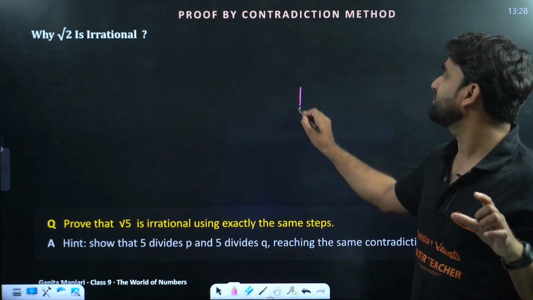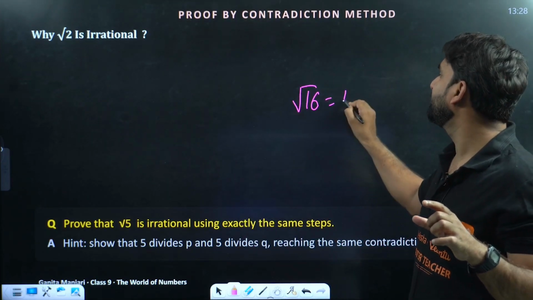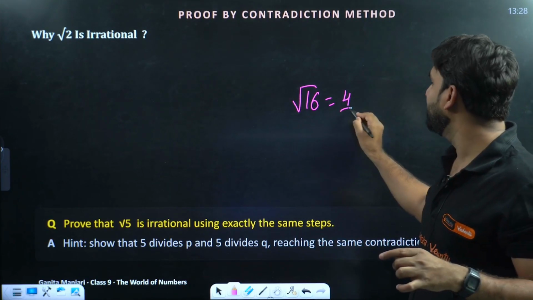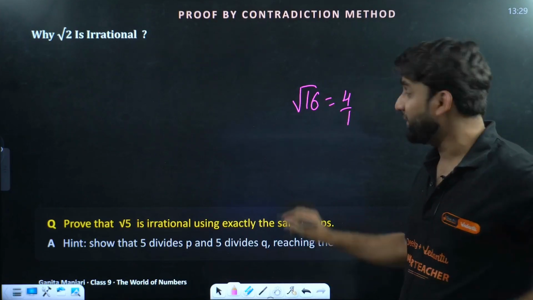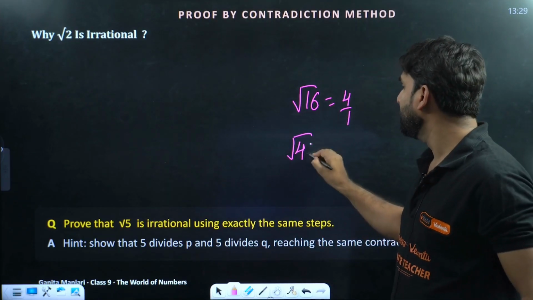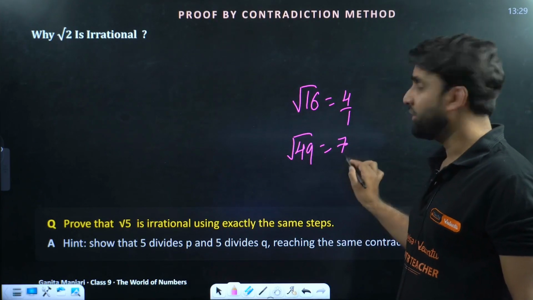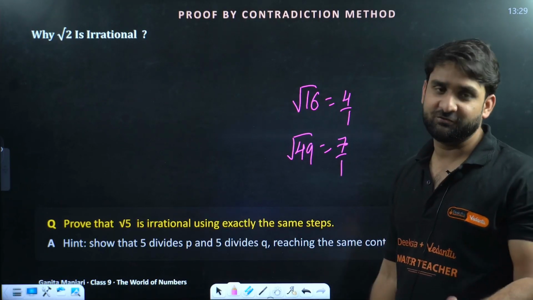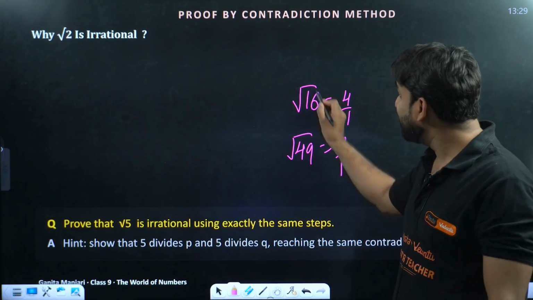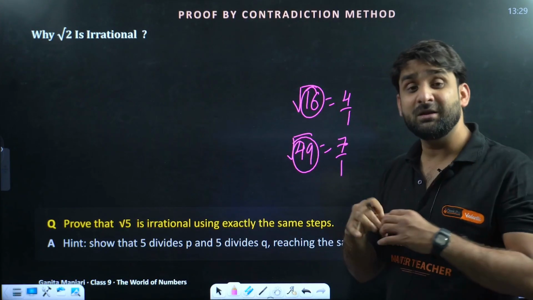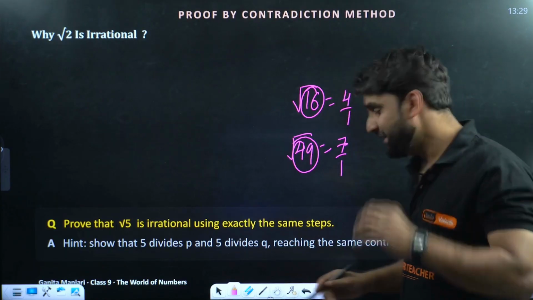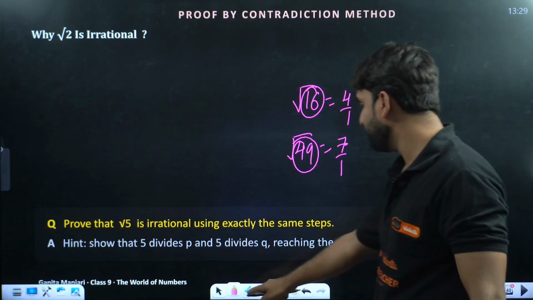√16 is also a rational number because √16 is 4. 4 by 1 is a rational number because 16 is a perfect square. Similarly, √49 is 7, and 7 can be written as 7 by 1, which is the format of a rational number. So except perfect squares, all the remaining numbers are irrational. Please keep it in mind.